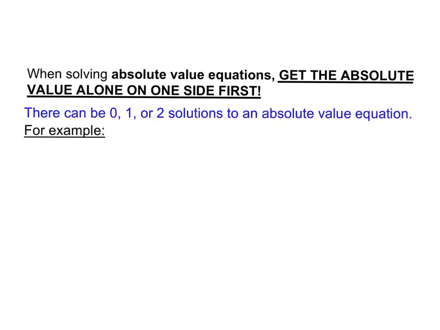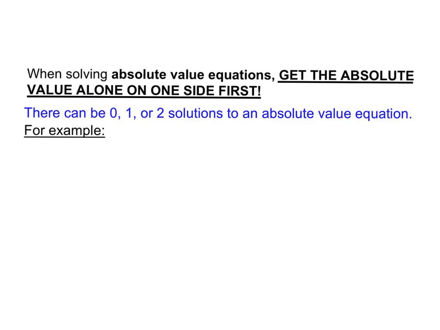All right, so here's the reason why we have to get the absolute value by itself first. It is possible that there are no solutions to an absolute value equation. It is possible that there is one solution to an absolute value equation, and it is possible that there are two solutions.